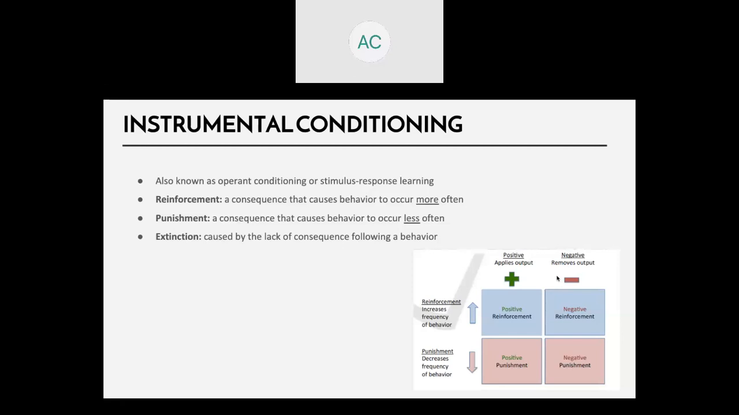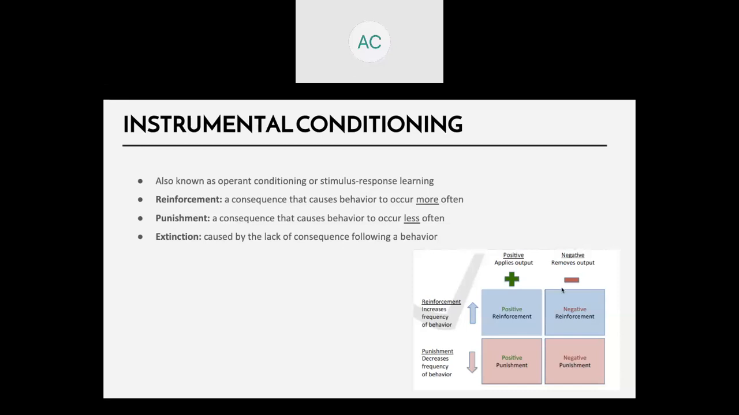Positive or negative does not refer to whether it's a good thing or a bad thing. Positive and negative refers to if you add something or if you take it away. One really good example that encompasses all four of these options is drug use. Reinforcement makes a behavior occur more often, and punishment makes a behavior occur less often. And positive is when you add something, and negative is when you take something away.